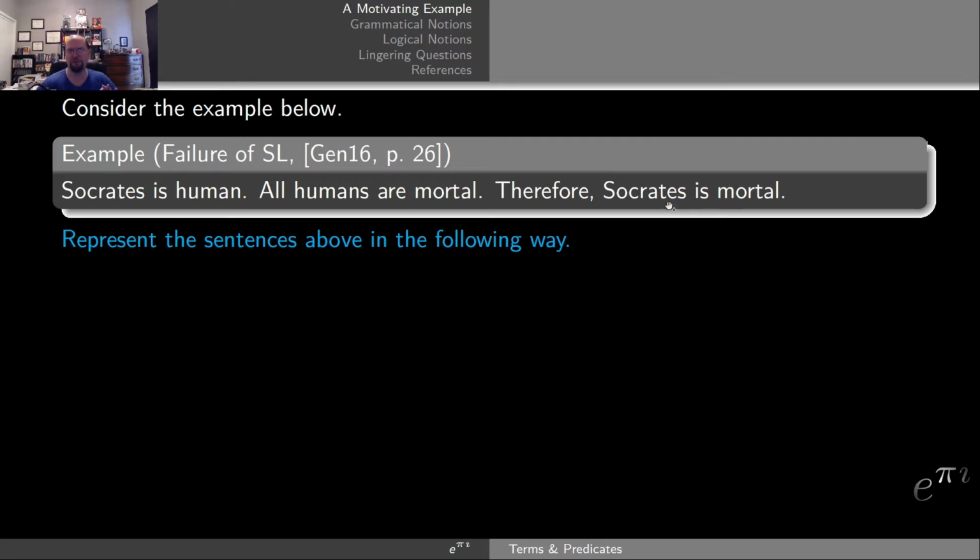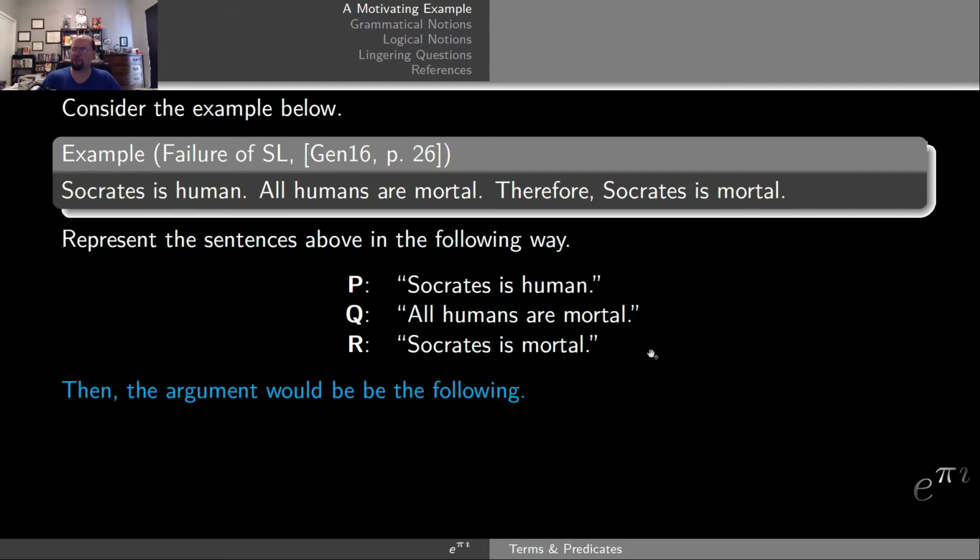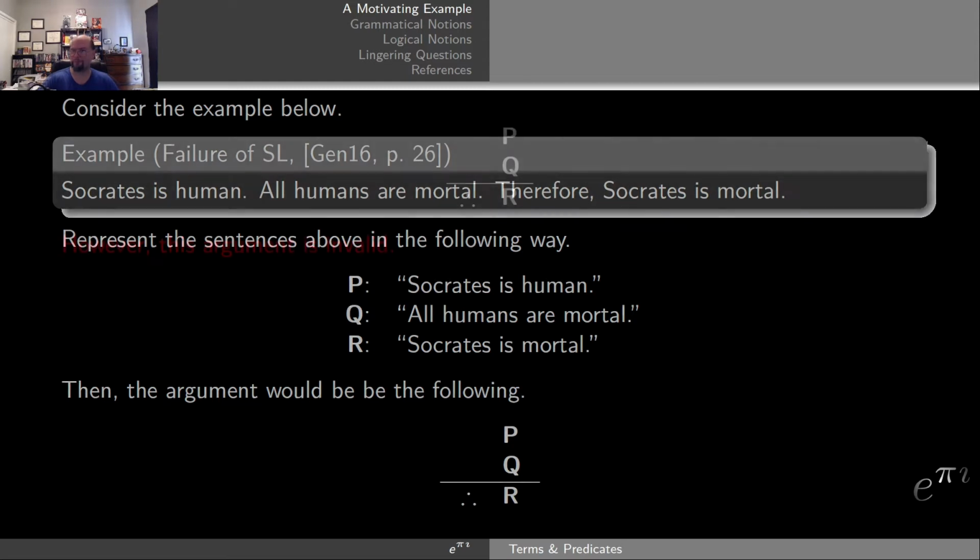The first premise is a simple clause, a simple sentence, which can't be broken down, which I'll designate as P, Socrates is human. Similarly, the second premise, all humans are mortal, is also a simple sentence, a single clause, which I'll designate as Q. The conclusion, likewise, is also simple. It is Socrates is mortal, and I'll designate that one R. Therefore, the argument would be the following. You have P, Q, therefore R.